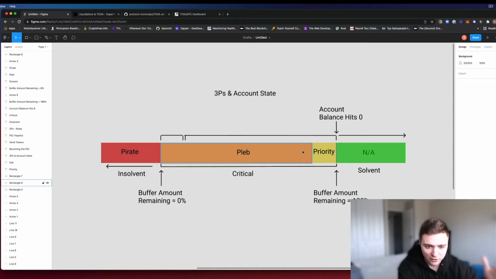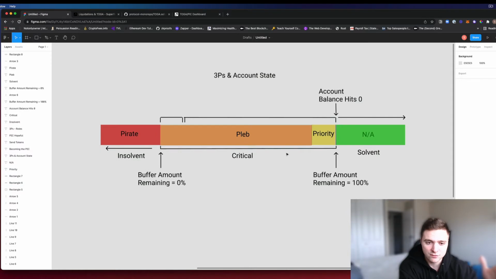And in the pleb period here, this orange period, this is the rest of the critical period. The recipient of the reward here is going to be whatever sentinel closes the stream. So remember, regardless of which sentinel closes the stream, the PIC is going to receive a reward inside the priority period. However, if they miss, or if the stream is not closed here yet, the direct recipient of the remaining buffer reward is going to be whatever sentinel closed the stream.